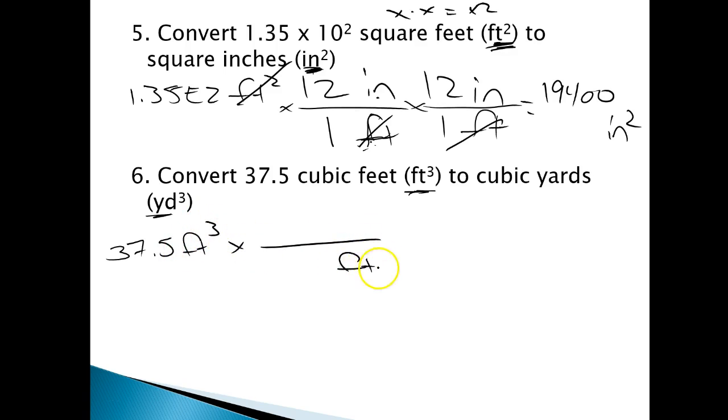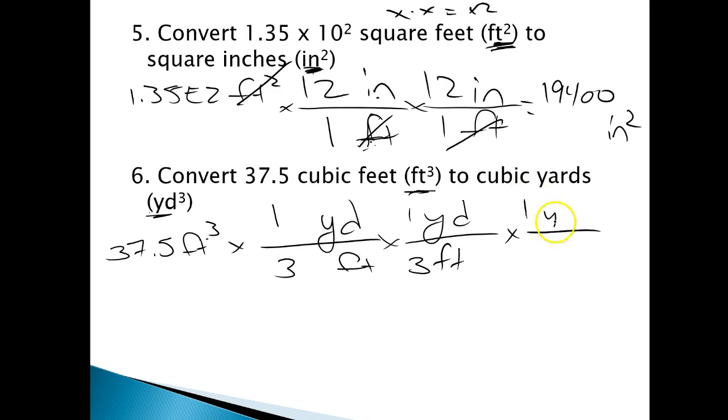Feet on the bottom. I want to get rid of the feet, and I want to change it to yards on top. And look at my conversions. 1 yard, 3 feet. Because this is cubed, I am going to repeat the exact same thing. I'm not setting it upside down or anything. It is exactly the same each and every time. So 37.5 divided by 3 divided by 3 divided by 3 is 1.38888888. 3 sig figs, so 1.39 yards cubed.